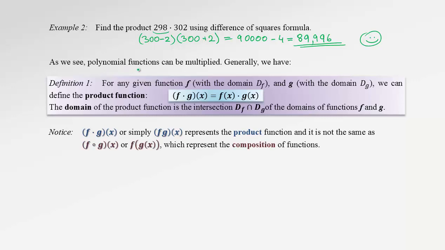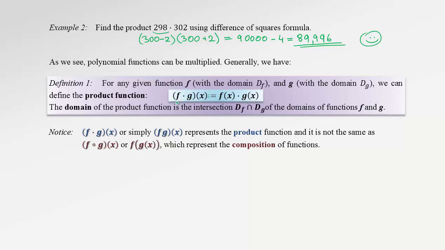Okay, so far we've seen that polynomial functions can be multiplied. Well, let's try to generalize that. From the two given functions, we can actually create a product function. How? Well, a product function called f times g is defined in the following way. That's a definition. The value of a product function at any point x is the same as the product of the two values of f and g at the same point. So the definition is very similar to the sum of functions or difference of functions. This time we're talking about product of two functions.